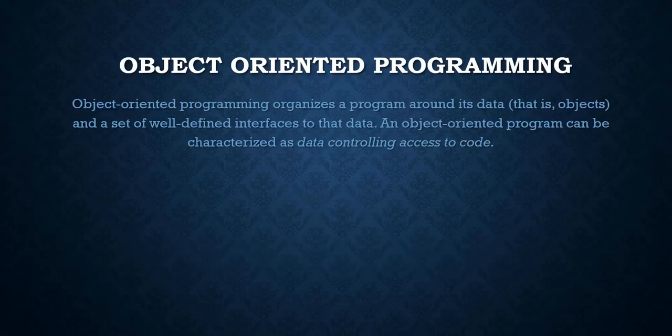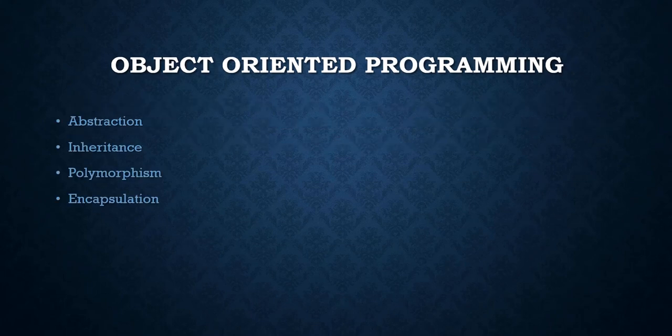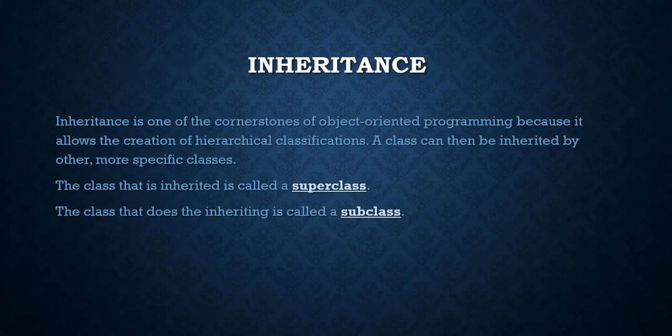Object-oriented programming is a paradigm which organizes a program around its data while defining a set of interfaces to that data. It's a program that can be characterized as data controlling access to code. Object-oriented programming features include abstraction, inheritance, polymorphism, and encapsulation. And in today's class, we will focus on inheritance.